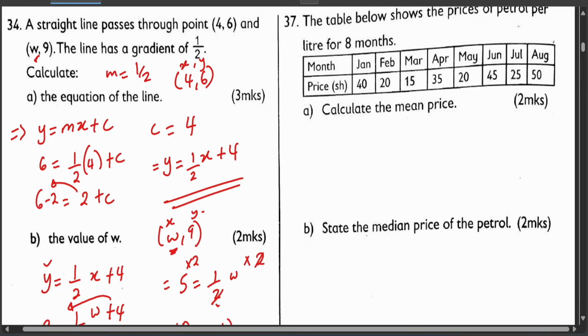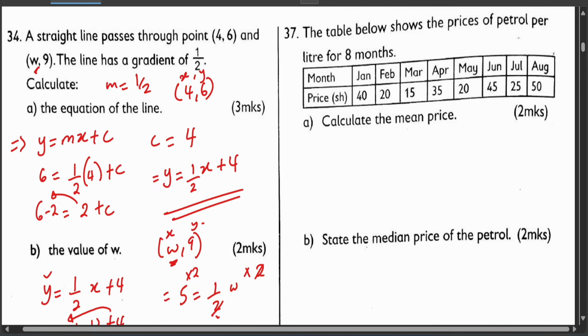Question 37. The table below shows the prices of petrol per liter for 8 months. Calculate the mean price. So how do you get the mean price? You add all of this up and then divide by the number of months, which is 8 months. 1 2 3 4 5 6 7 8, now 8.